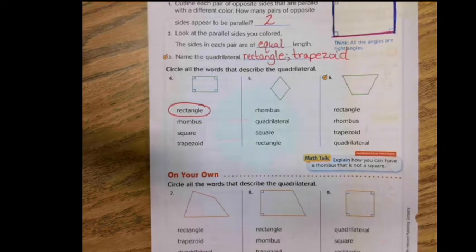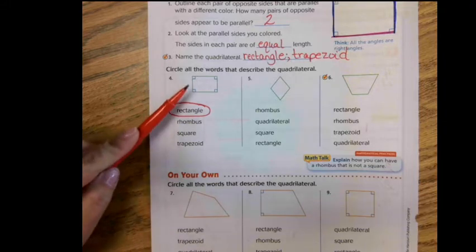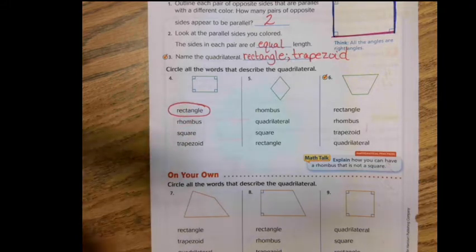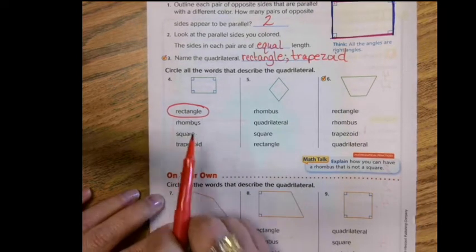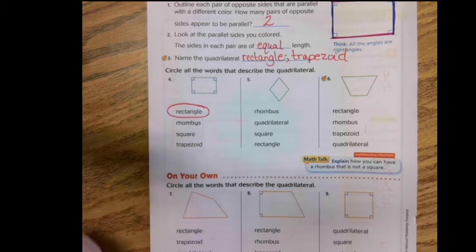Now, let's see if we think it's a rhombus. A rhombus has to have two pairs of opposite sides that are parallel. It does have that. And then four sides that are of equal length. They all have to be the same length. Does it do that? No, not at all. So it cannot be described as a rhombus. That's a no. My next choice is a square.